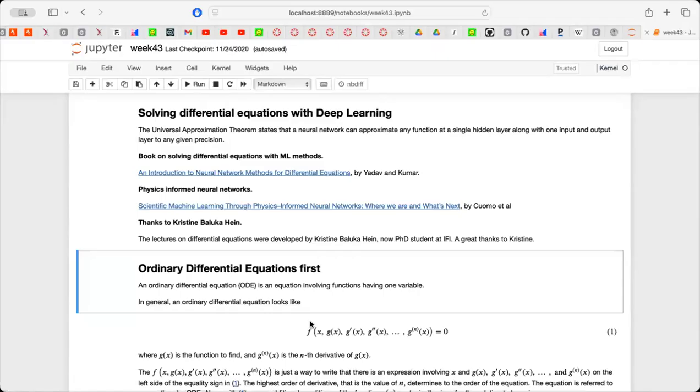Welcome to the second part of the lecture of October 21st. This part deals with an application of the codes which we have developed for neural networks to solve differential equations.